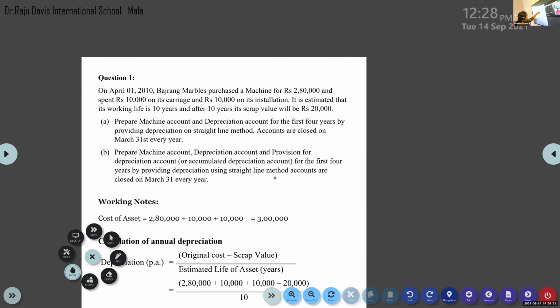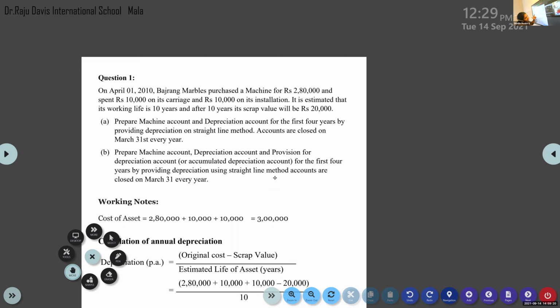It is estimated that its working life is 10 years. So we have an estimated time period. We expect that this machinery will work for 10 years. Our expectation, the estimated life of the asset.